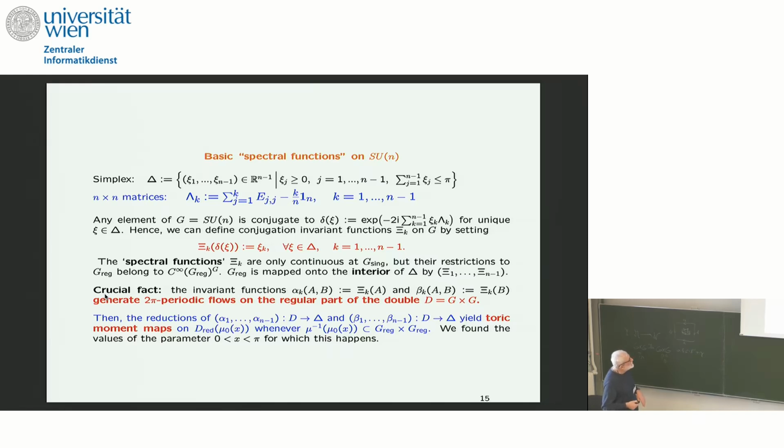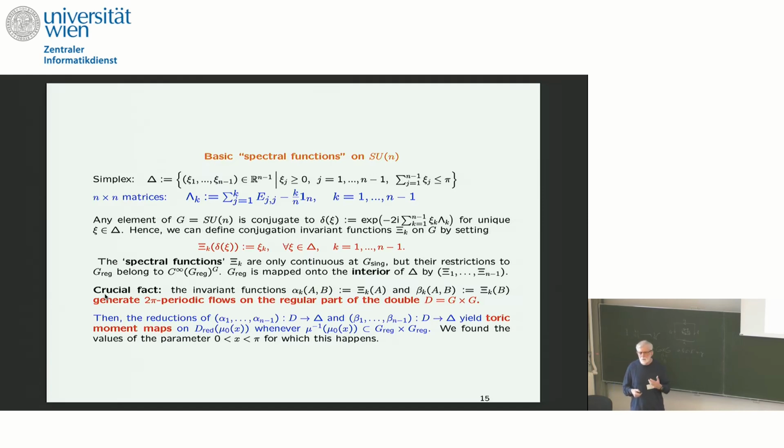So it means that when everything is regular, then we actually obtain a toric moment map on the reduced phase space. And our main result is that we can see for what values of the moment map value, a parameter x, which varies between 0 and pi with some values excluded.